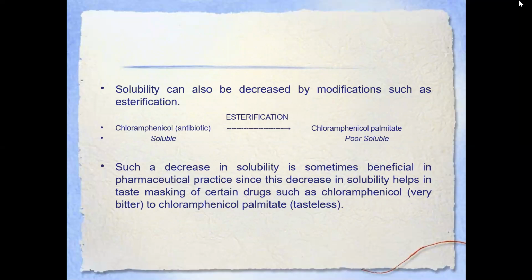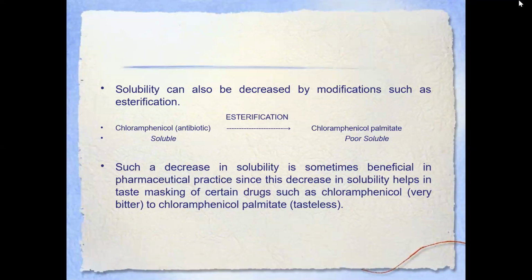Another example is chloramphenicol, which is soluble in water. That solubility can be decreased by a modification such as esterification. So chloramphenicol is soluble in water, and after esterification it is converted into chloramphenicol palmitate, which is poorly soluble.